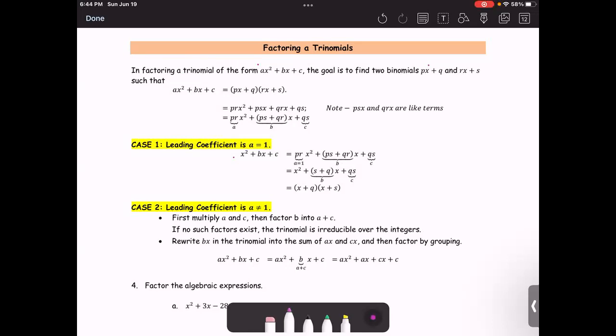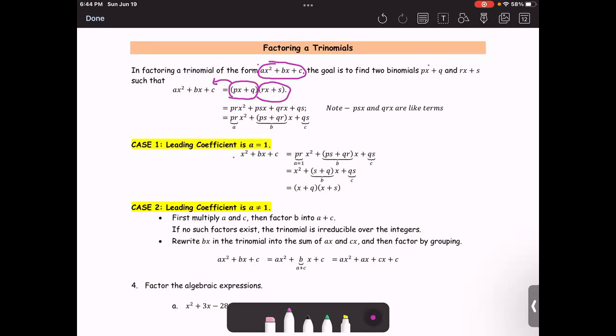In factoring a trinomial of the form ax squared plus bx plus c, the goal is to find the two binomials, px plus q and rx plus s, that can multiply together and be equivalent to ax squared plus bx plus c. We look at the two cases for factoring a trinomial.